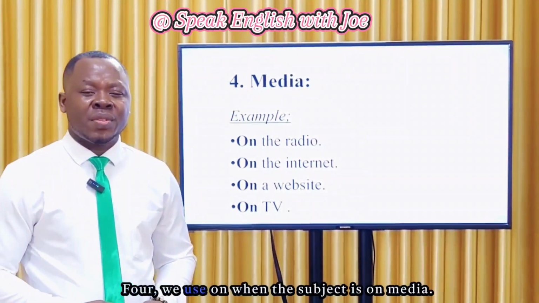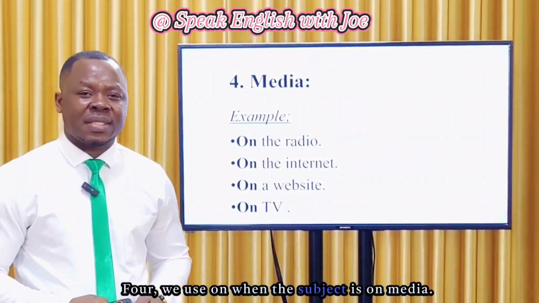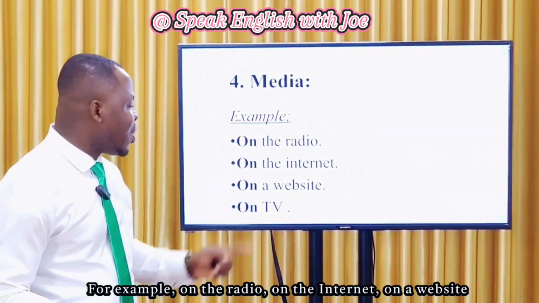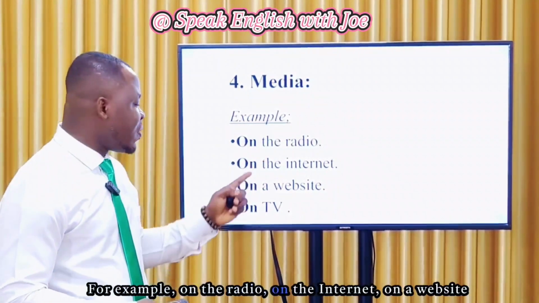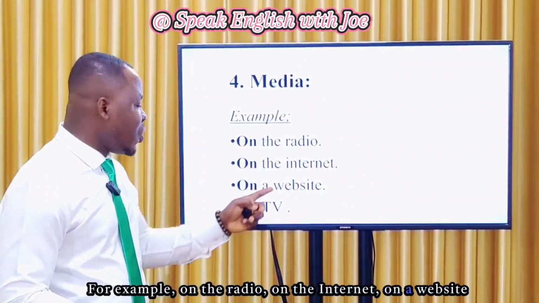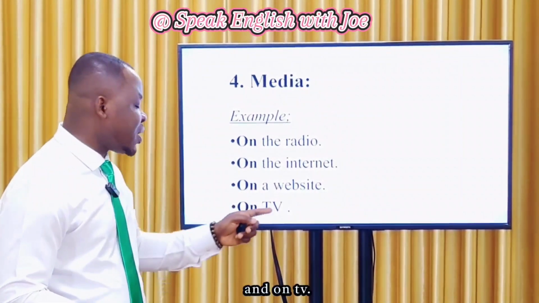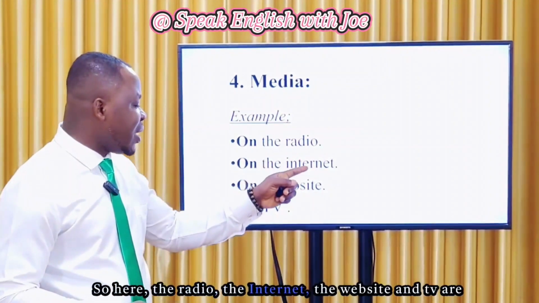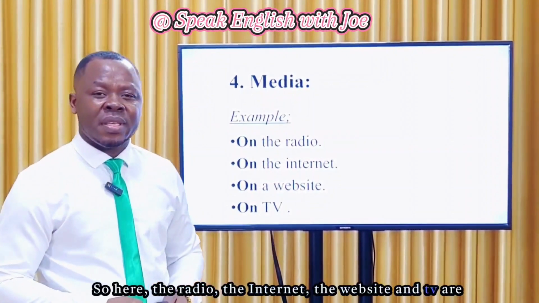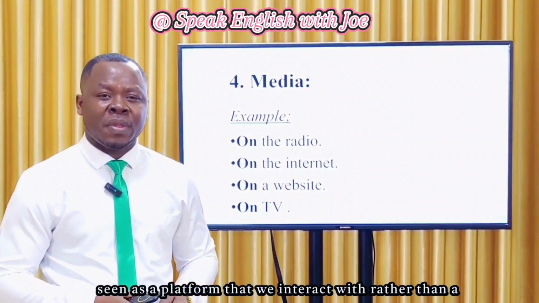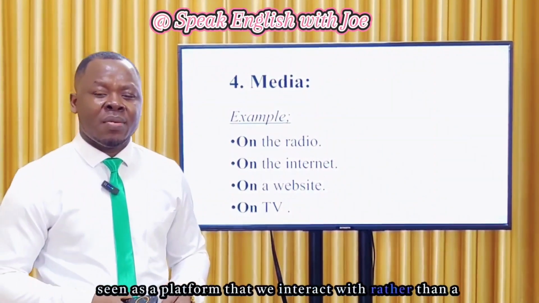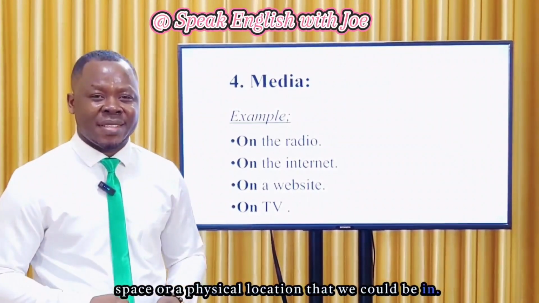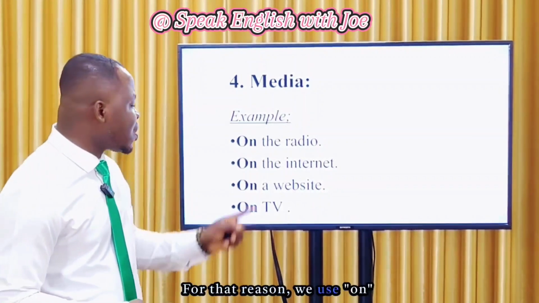4. We use on when the subject is on media. For example, on the radio, on the internet, on a website, and on TV. So here, the radio, the internet, the website, and TV are seen as a platform that we interact with, rather than a space or a physical location that we could be in. For that reason, we use on.